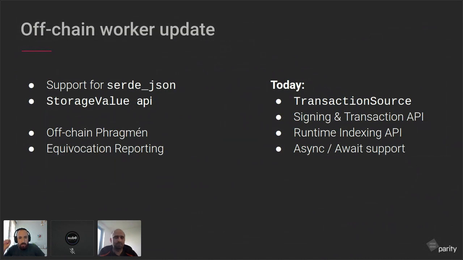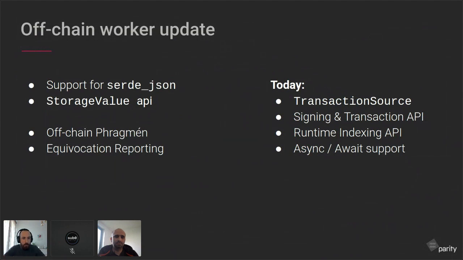There is easier access to the Offchain database through the storage value API. Internally, we have moved fragment elections off-chain. Before, it was being done at the very end of the session, as far as I remember. Right now, the whole fragment computation is done off-chain, and then only the result is submitted as a transaction. And we are working on introducing equivocation reporting as an off-chain worker as well.